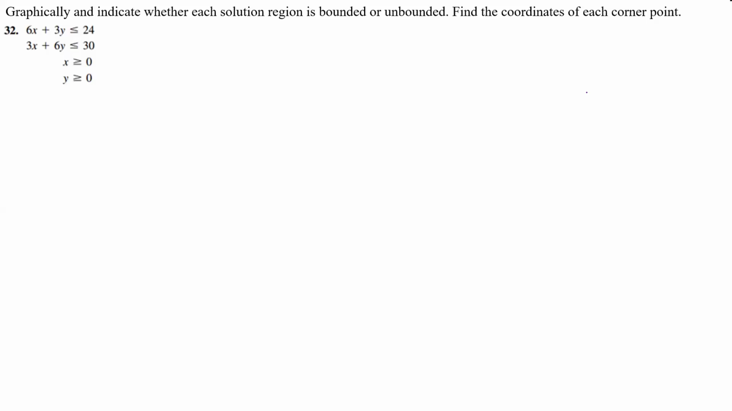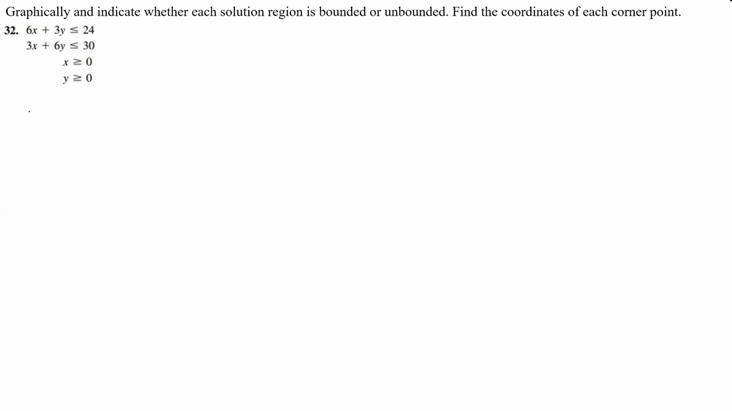All right, so this next batch, we're supposed to graphically solve this and indicate whether each solution region is bounded or unbounded, and we're supposed to find the coordinates of each corner point. So that's kind of the key to this one. We're going to find the corner points. And so what we're going to do is first solve each of these for y, and then plot the points and get two lines, and then kind of go from there.